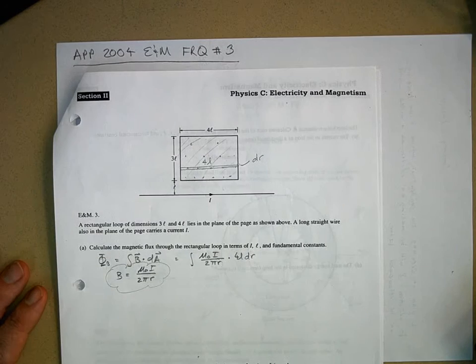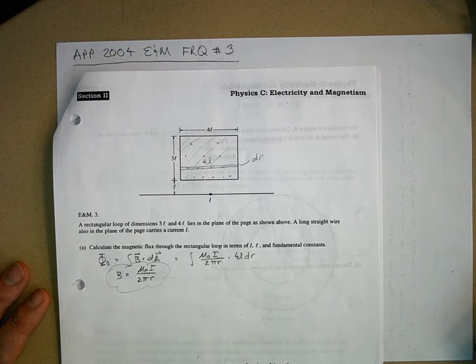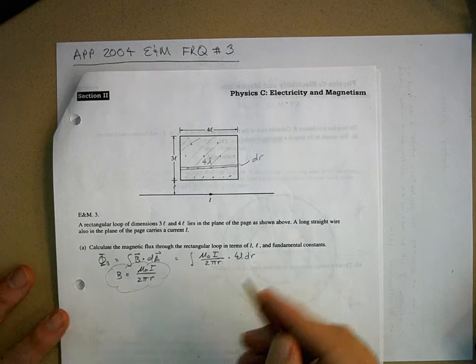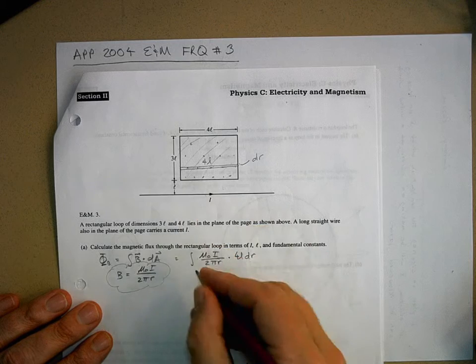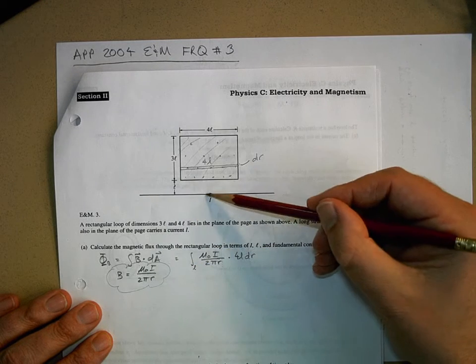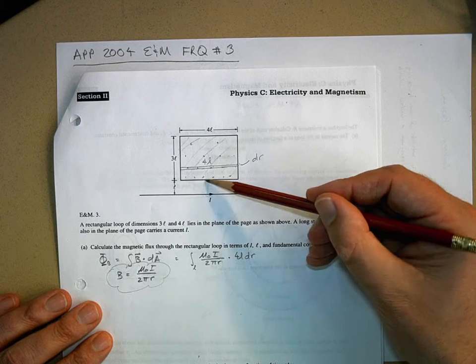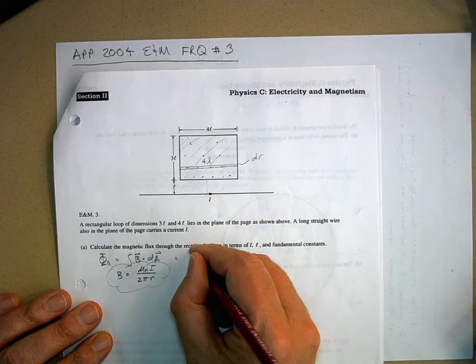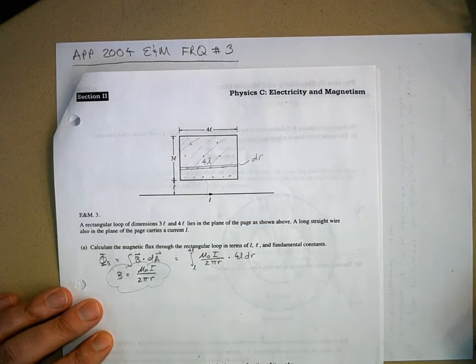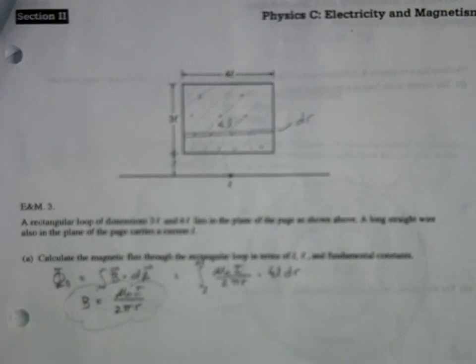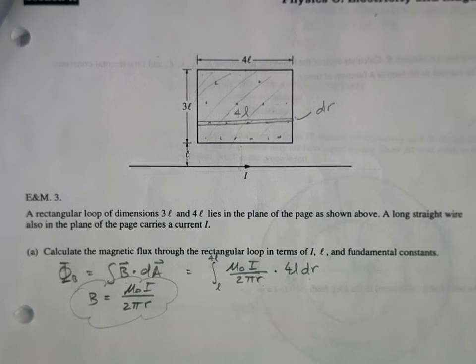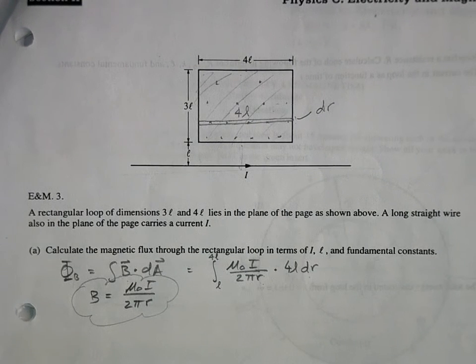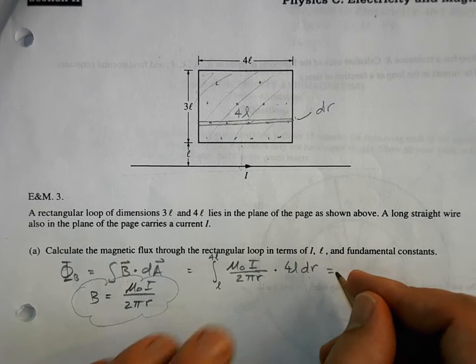Now I need to decide how r varies. Well, r is going to go from L, look, here's L, and then you have 3L additional, so that's a total of 4L away from the wire. Let me zoom in. And this is something we can integrate. Let's clean it up a little bit though.